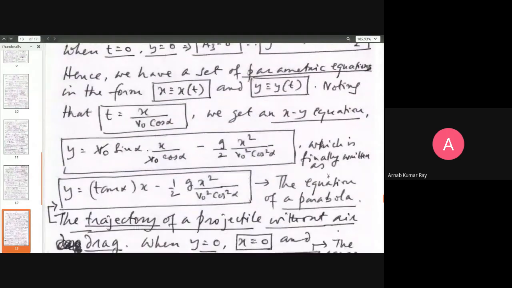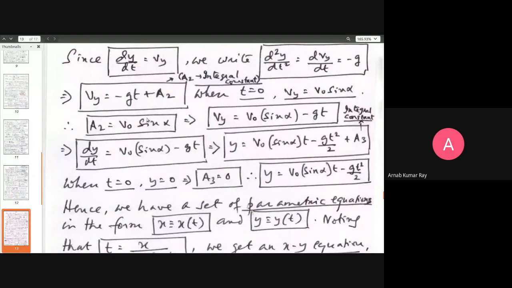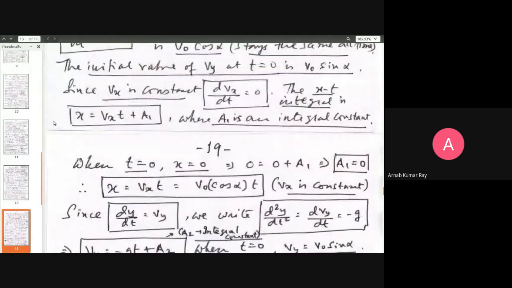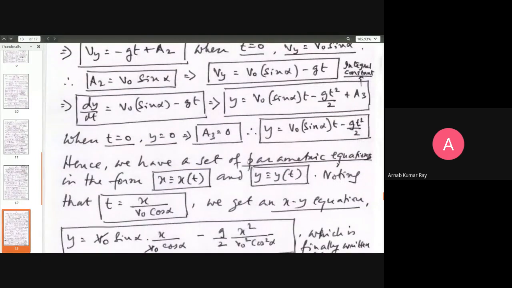So what we have here is a set of parametric equations whereby x is a linear function of t, as you can see here, and y is a parabolic, quadratic function of t and t squared. Hence we have a set of parametric equations in the form of x as a function of t and y as a function of t.